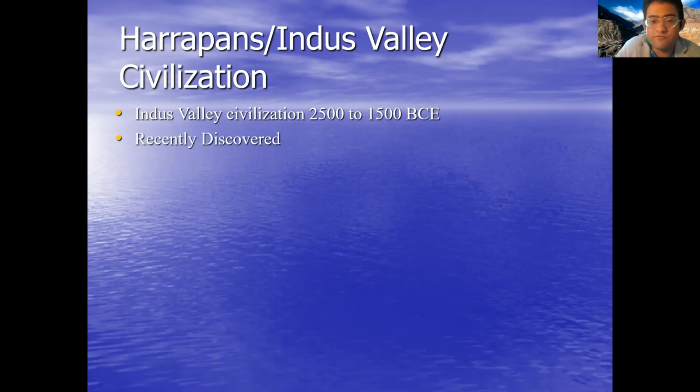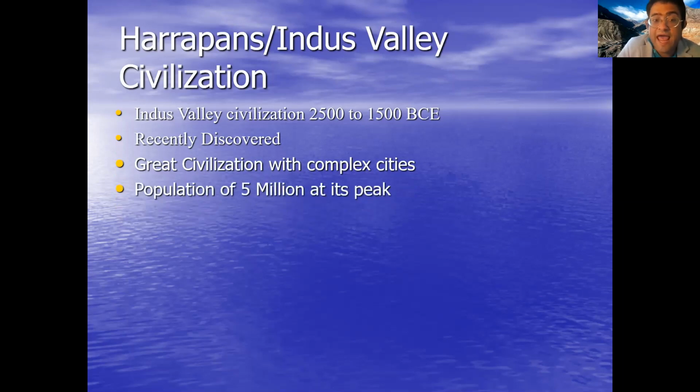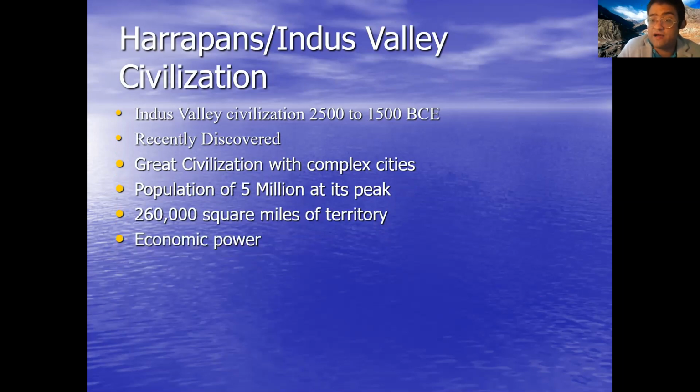Recently discovered, we talked about the mid-19th century. It was a great civilization with complex cities, really fancy irrigation systems. At its peak, a huge number for the ancient world, 5 million inhabitants, and 260,000 square miles of territory. This is among the major economic powers of the ancient world.